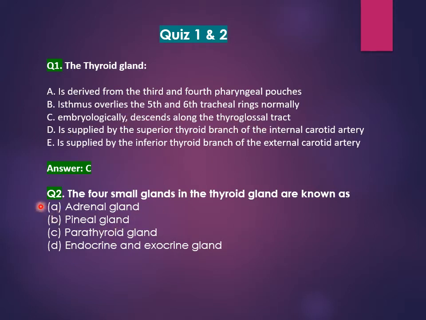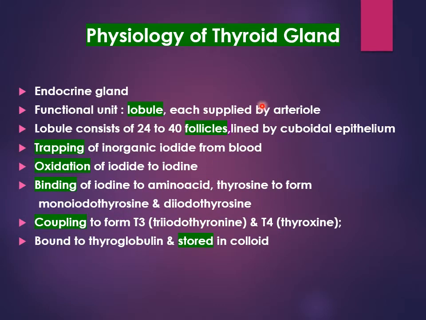Question number 2. The 4 small glands in the thyroid gland are known as A. Adrenal glands, B. Pineal gland, C. Parathyroid gland, and D. Endocrine and exocrine gland. And the answer is C. Parathyroid gland. Next we come to another important aspect of the thyroid gland, the physiology.